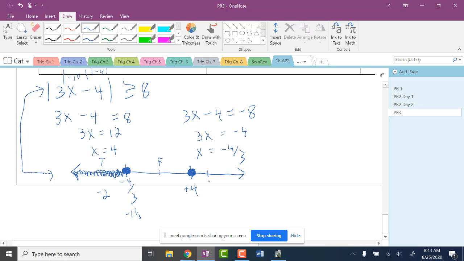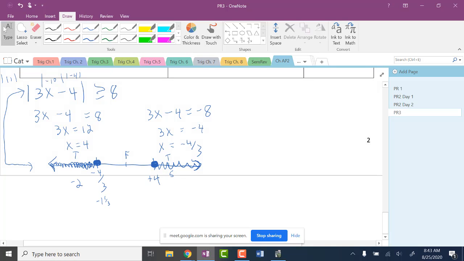And you're probably going to get a true here because usually these do alternate between true, false, true. 3 times 5 is 15. 15 minus 4 is 11. The absolute value of 11 is still 11, which is greater than 8. True. Boom shakalaka. Let's just do the interval notation.